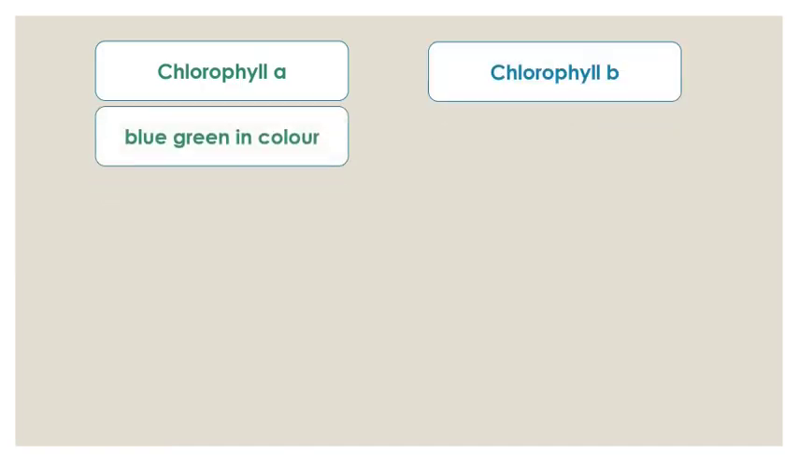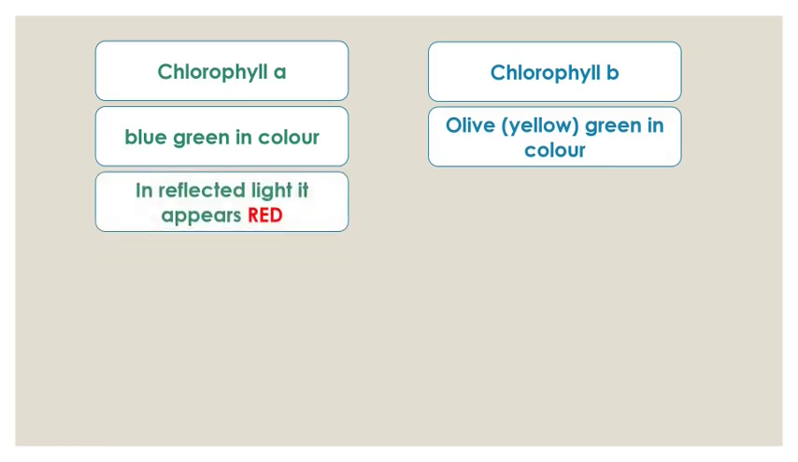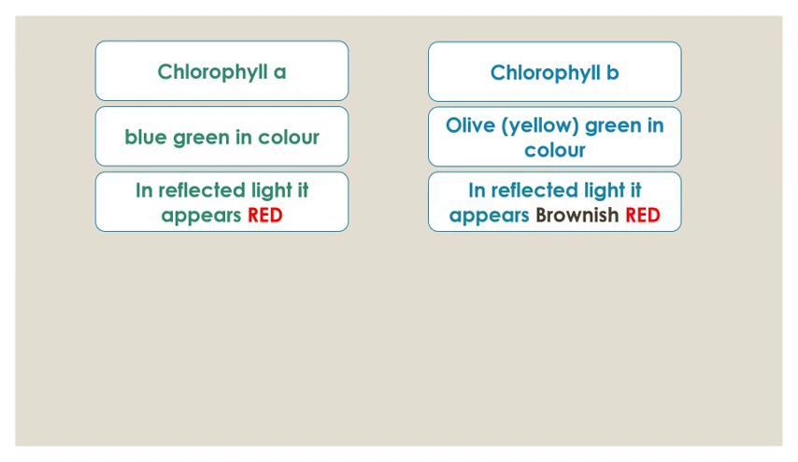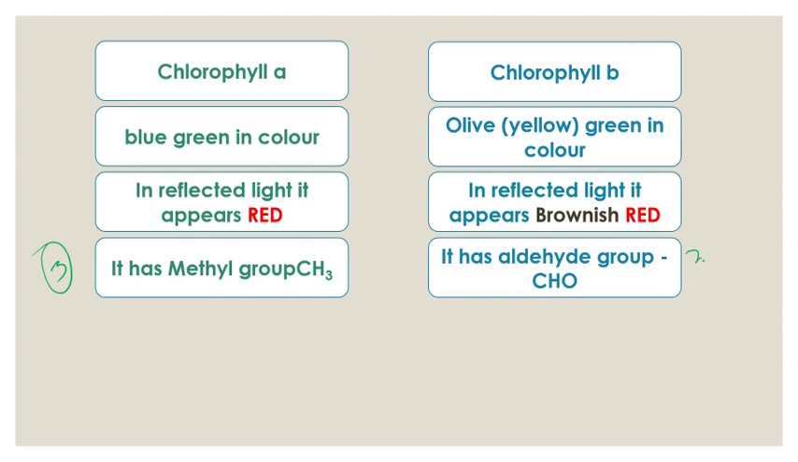I'll revise it again. Chlorophyll A is blue-green in color. Chlorophyll B is olive or yellow-green in color. When we dissolve chlorophyll, say from spinach, in acetone, and hold a torch on it, the reflected light from chlorophyll A always appears red in color. The reflected light from chlorophyll B appears brownish red in color. Chlorophyll A at the 3 carbon has a methyl group. Chlorophyll B at the 3 carbon has an aldehyde group, CHO group.